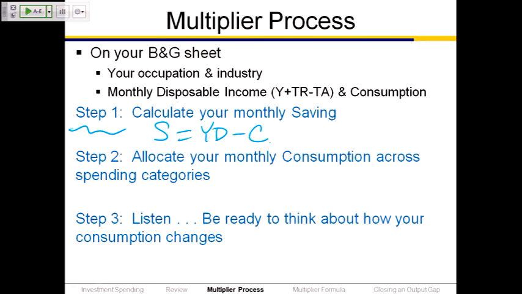First, you have to calculate your disposable income minus net taxes, and then calculate your monthly saving. All right, you're all good on that? Straightforward? Does anybody else still need a blue and gold? Hands up if you need a blue and gold.